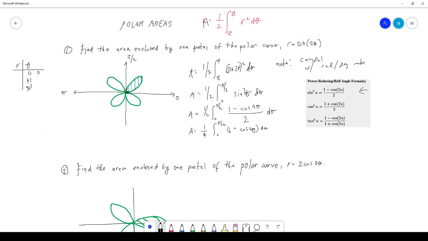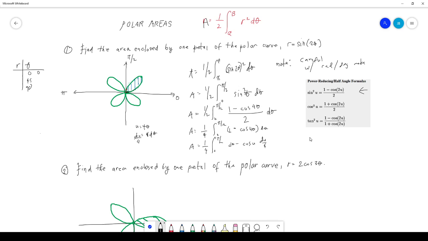Okay, so let's let u equal 4 theta. Then du is equal to 4 d theta. Divide both sides by 4. So that's du over 4 is equal to d theta. Let's change that. So 1 minus cosine u, du over 4. So this one is d theta.